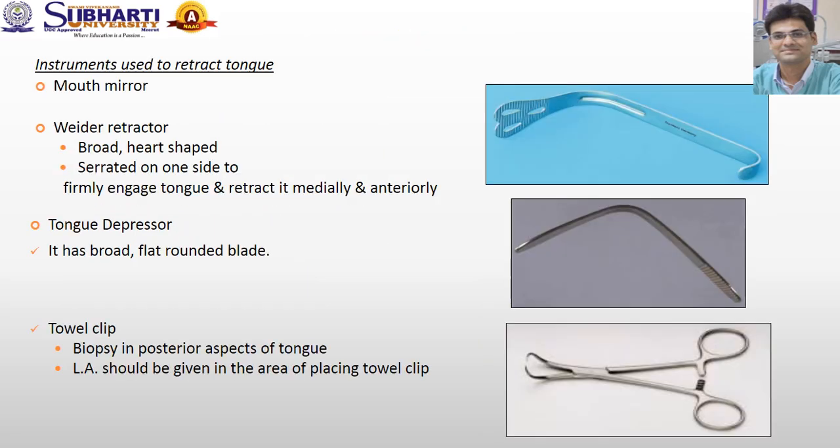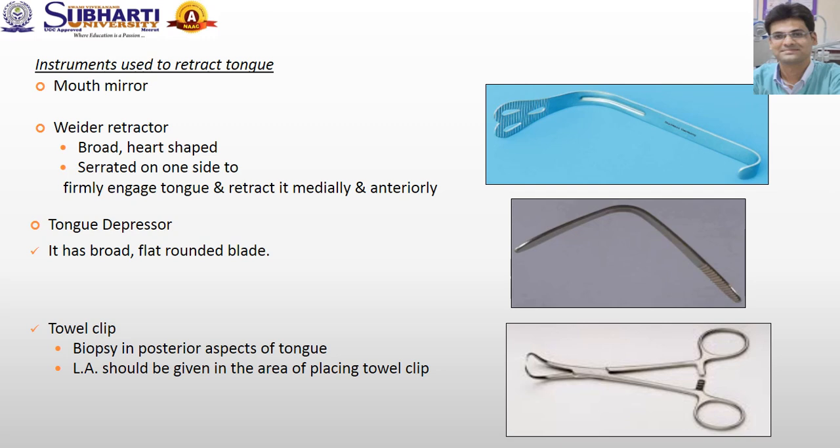Instruments which are used to retract the tongue. Mouth mirror, which is commonly used for examination of the oral cavity and the various structures, is also commonly used to retract the tongue, and to depress the tongue for visualization of the posterior pharyngeal structure.